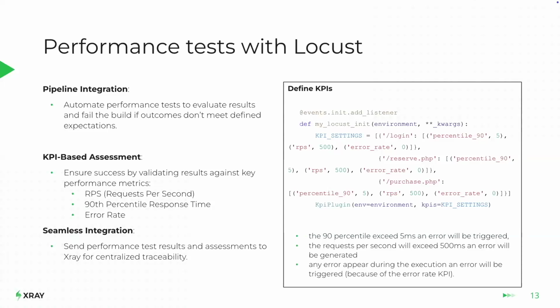Finally, let's look at the code example. Here we define KPIs for specific endpoints like login, reservation, and purchase. Each has thresholds for response time, less than 5 milliseconds at the 90th percentile, RPS, which should exceed 500, and an error rate that must remain 0. If any of those thresholds are breached, errors are triggered in the pipeline. In summary, this approach seamlessly embeds performance testing into Xray, ensuring that we catch and address issues early for reliable deployments.